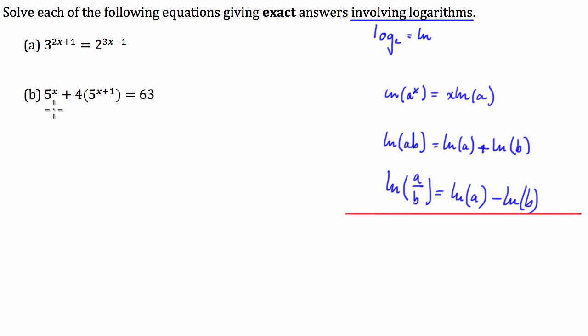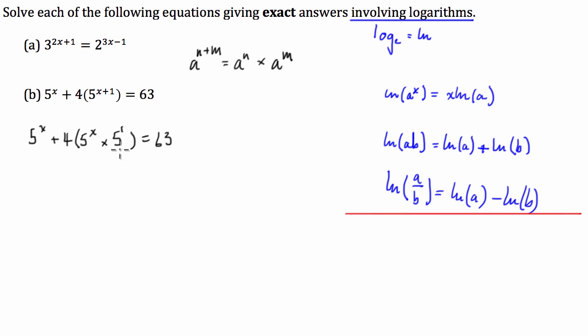So we've been given 5^x plus 4 times 5^(x+1) equals 63. Okay, so what we're going to do is use an index law where a to the power of n plus m is equal to a^n times a^m. So we're going to use that to expand this 5^(x+1) term. So we're going to have 5^x plus 4 times 5^x times 5^1 equals 63.